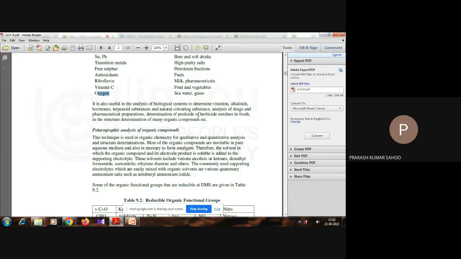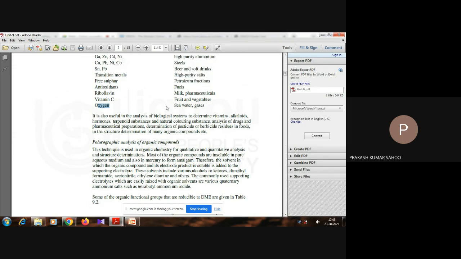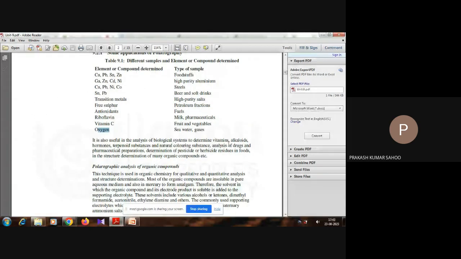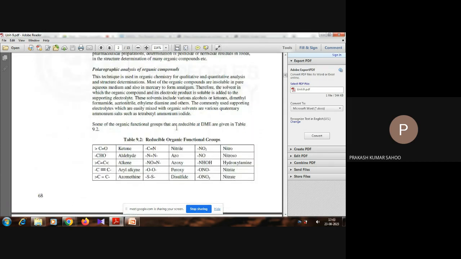occurring substances, coloring substances, analysis of drug and pharmaceutical preparation, or determination of pesticide and herbicide residues in foods, in the structural determination of many organic compounds. So, the polarography experiment can be used for many things, as this method is very much useful for the determination of trace metals like copper, lead, tin, zinc in different samples. So, this is a very useful tool for the determination of trace metals in a sample.